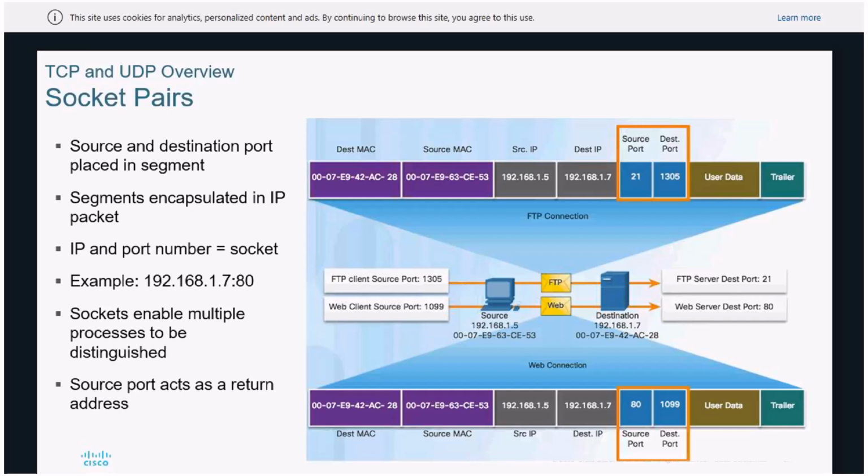The way this port thing looks is like this. You get an IP address, a colon, and then a port number. And when these are paired up, we call these socket pairs. A socket is an IP and a port number together. That's a socket, like this. They enable multiple processes to be distinguished. And the source port is also like a return address. If something fails, this is where it's come from. We can work that out.